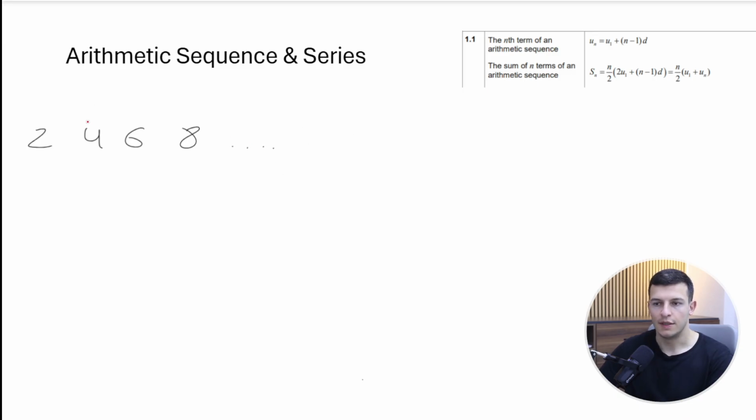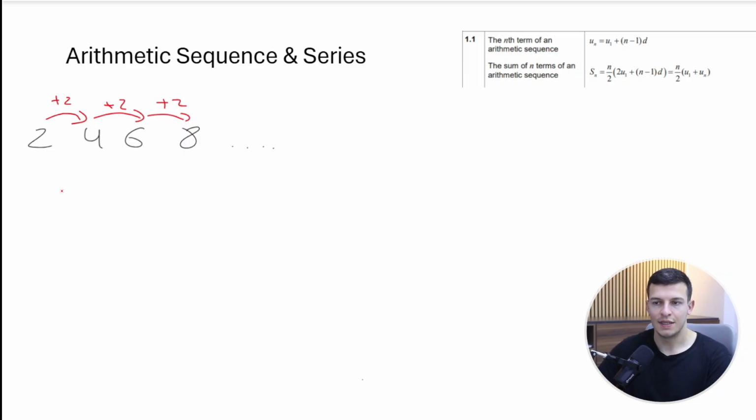So, can we notice any pattern here? We see 2, 4, 6. We see that to get the next number, all we have to do is add 2 to the previous one. Okay, so we have ourselves a sequence. There are numbers and they follow a certain pattern.